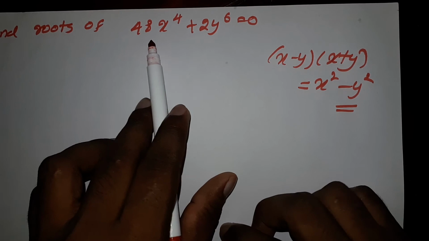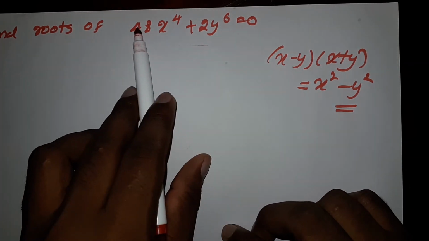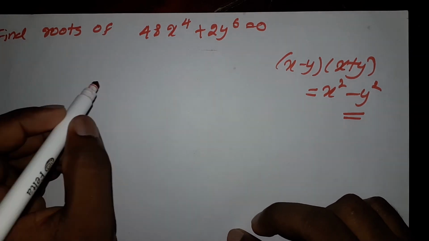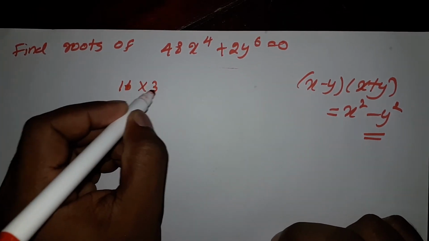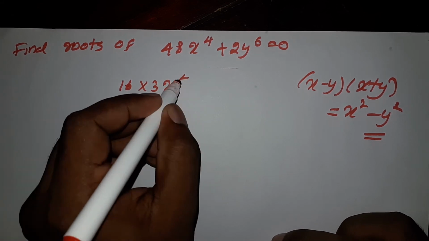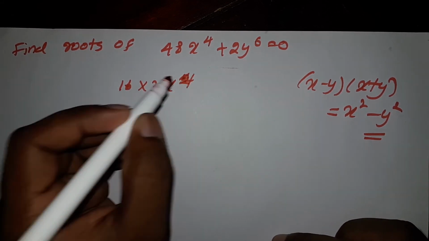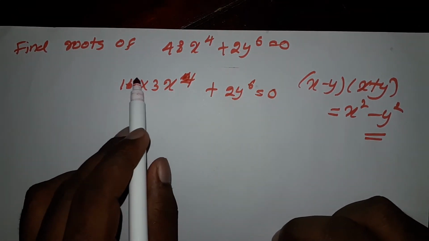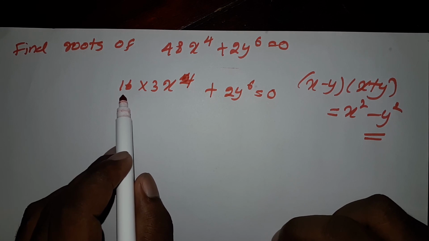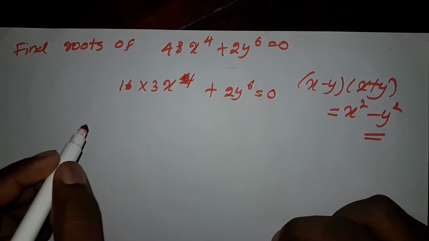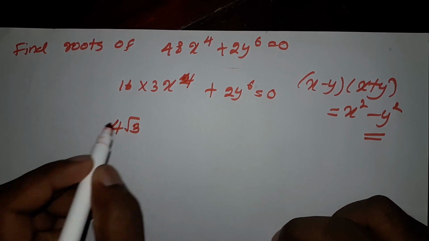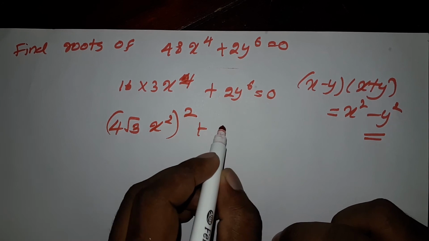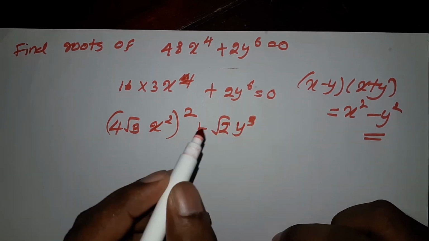Before doing so, I would like to break this entire expression into squares of two components. So I can break this 48 into 16 into 3 into x to the power of 4 plus 2y to the power of 6. This is because I can easily take 16 to be the square of 4. So 4 root 3 x squared plus root 2 y cube.